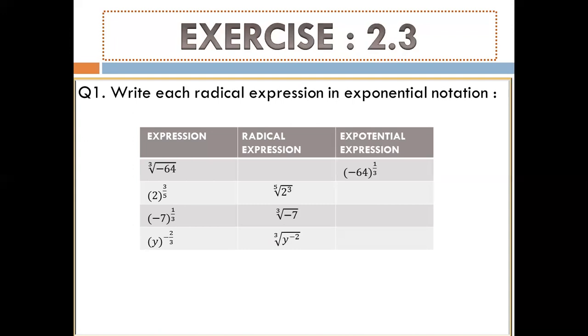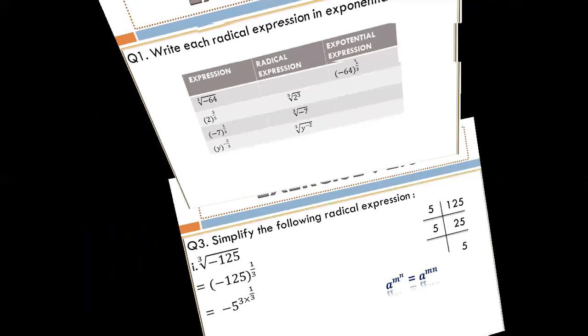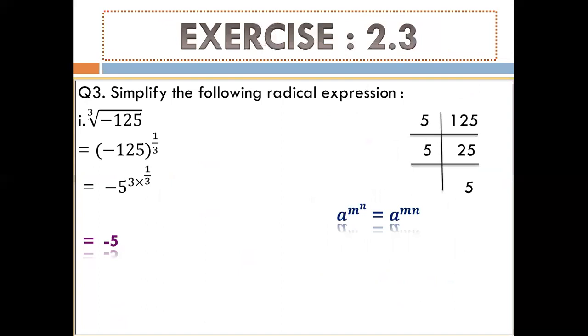Same in the next part, 1 over 3 means that 3 will be the index. When you convert it into the radical sign, it is the third root of minus 7. Same, y to the power minus 2 over 3. Again, 3 is in the denominator, so it will be the index of the radical sign, and we write y minus 2 under it, the third root of y minus 2. Question number 2 is only true and false, so you will do it by yourself.